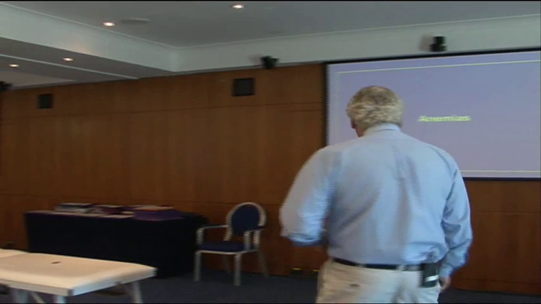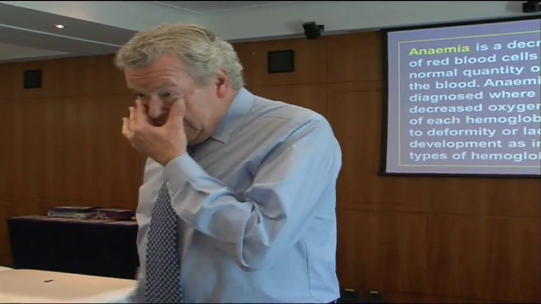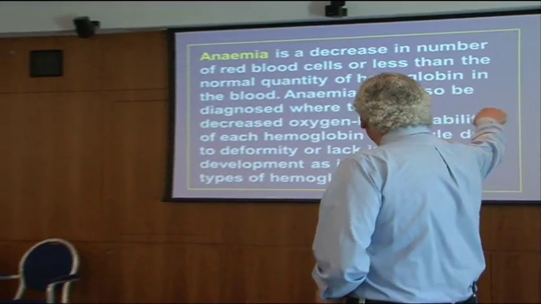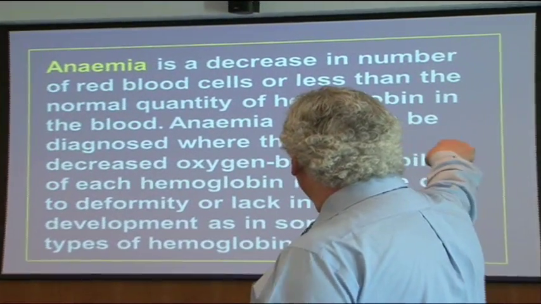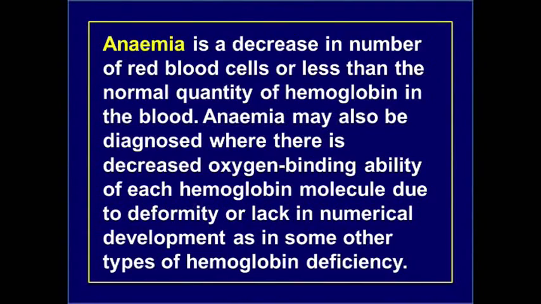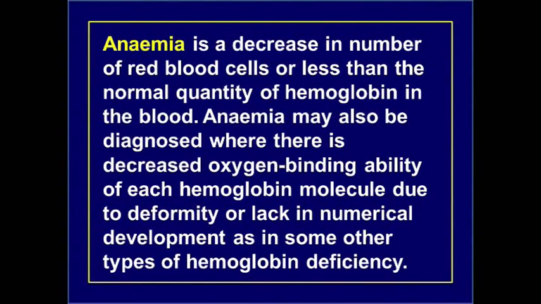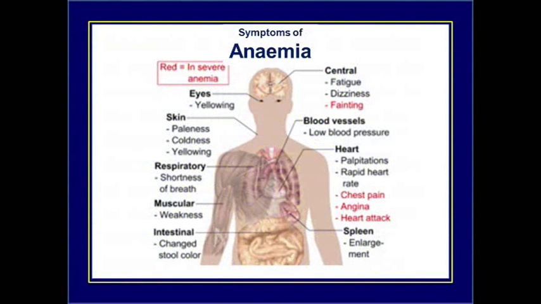Now, at the end of the day, when we don't get enough hemoglobin or oxygen delivered to the cell, it's called an anemia. Okay, sure we all have, because you get pale and under the eyes, don't you? I think so. So anemia is a decrease in the number of red blood cells or less than normal quantity of hemoglobin in the blood. Anemia may also be diagnosed where there is a decreased oxygen binding ability of each hemoglobin molecule due to deformity or lack of numerical development, as in some other types of hemoglobin deficiency.